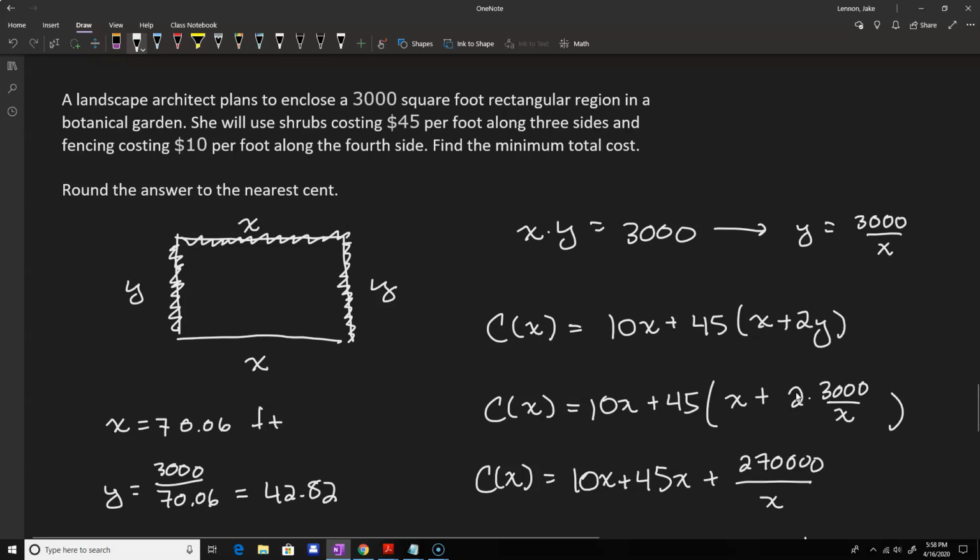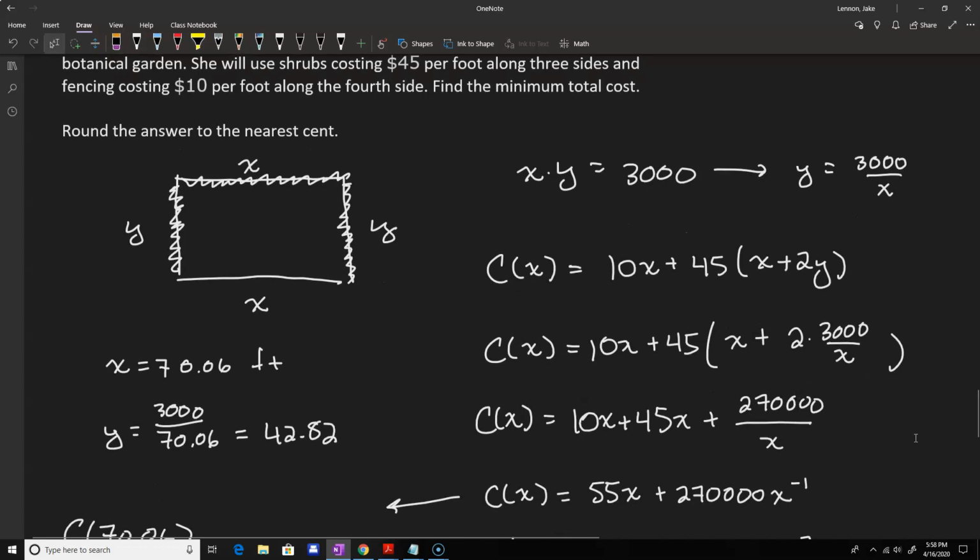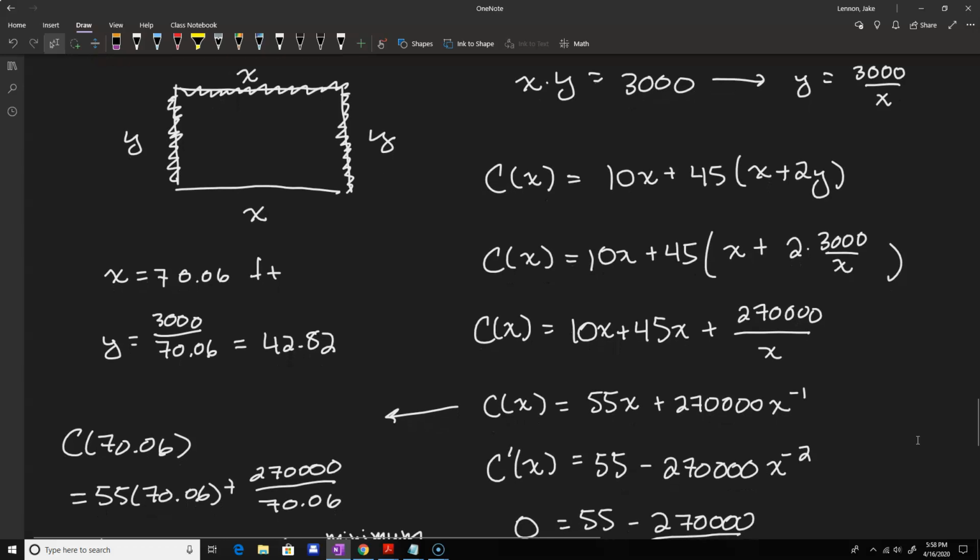One thing you can do is solve for Y, because in order to take a derivative, it's easier if we get down to one variable. If X times Y is 3,000, Y is just 3,000 divided by X. So our cost, we have $10 times X on the one side, and then we have $45 for the shrubs times the X plus the 2Y. If you multiply everything out and simplify that function, we end up with 55X plus 270,000 over X.